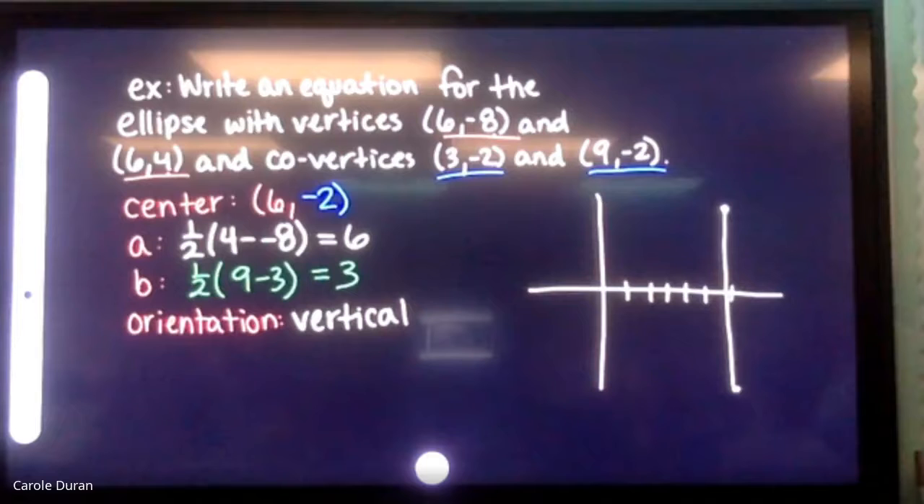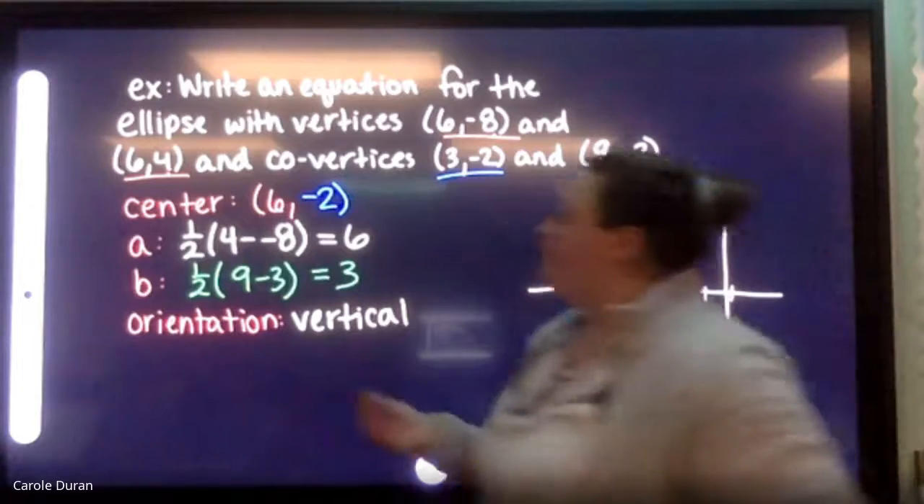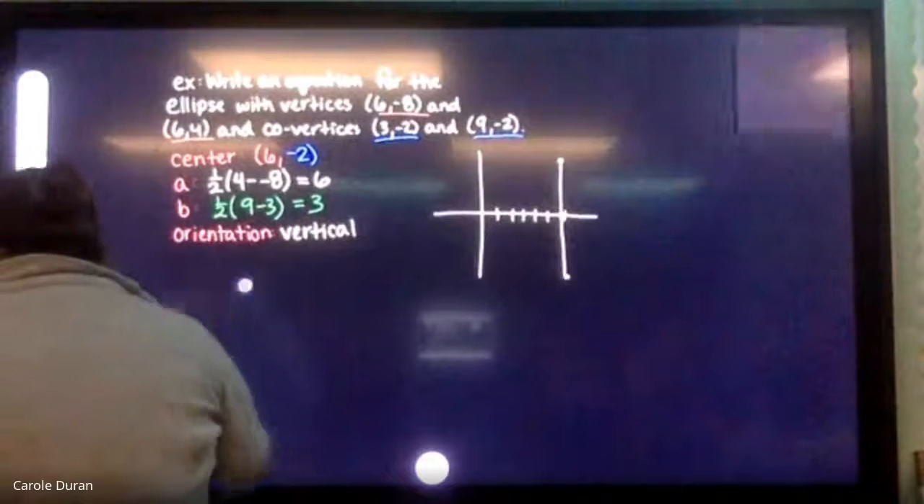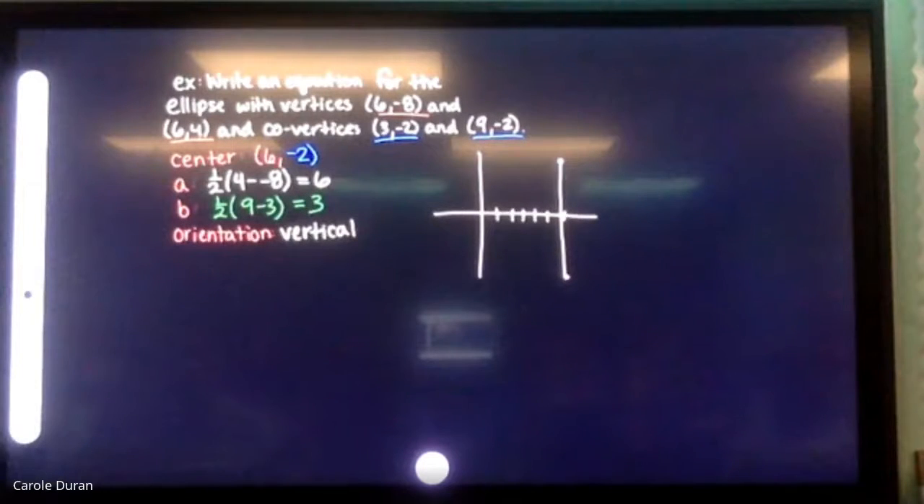I have my center, I have A, I have B, and I have the orientation, which means I'm ready to write my equation. This is a vertical ellipse. So which of my x or y values is going to be above the A? Is it going to be x or is it going to be y, if this is a vertical ellipse? Why? How did you know?